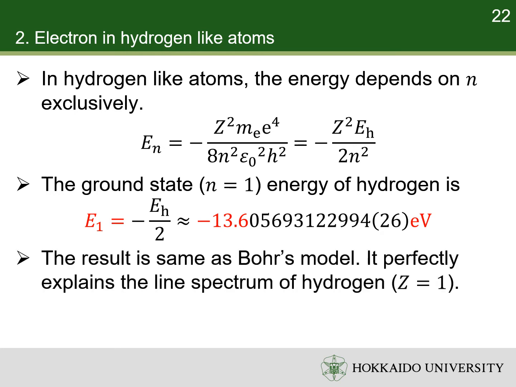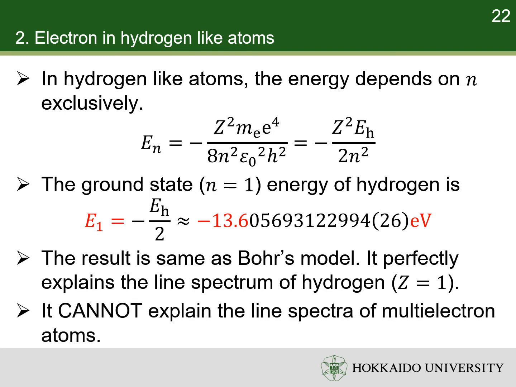You can find that the energies are exactly the same as calculated by the Bohr model. So, they also perfectly reproduce the line spectrum of hydrogen. However, the line spectra of multi-electron atoms cannot be calculated by this equation because of the interaction between the electrons.